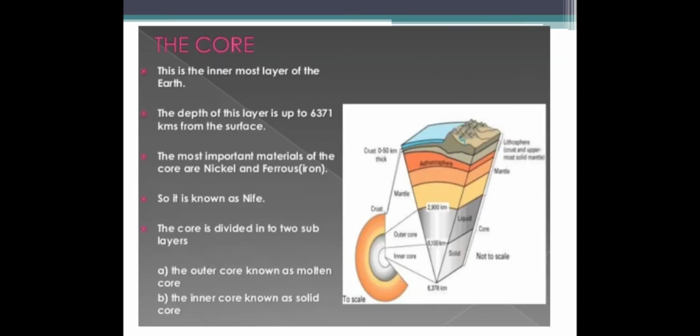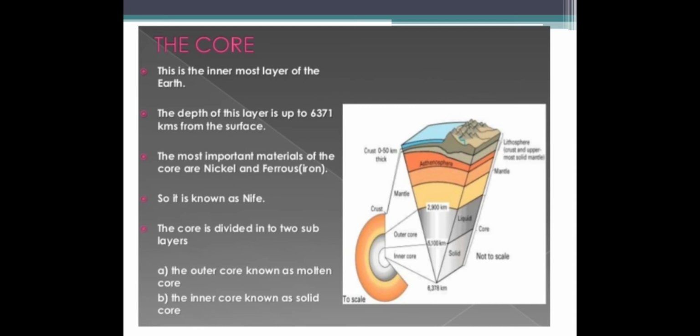Now the innermost, the core. This is the innermost layer of the earth. The depth of this layer is up to 6,371 kilometers from the surface. The most important materials of the core are nickel and ferrous, that is iron. So it is known as NIFE, N-I-F-E, not K-N-I-F-E. The core is divided into two sublayers. The outer core is known as the molten core, the inner core is known as the solid core.